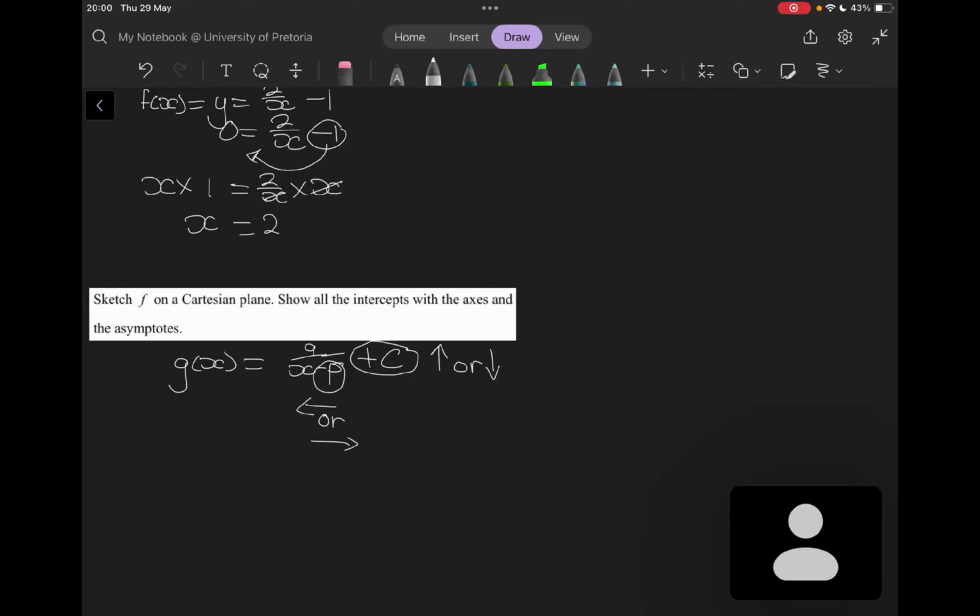If c is positive, it's shifting up. If c is negative, it's shifting down. When we come to this over here, if the p is negative, it's shifting right. That's the catch. If p is negative, it shifts right.